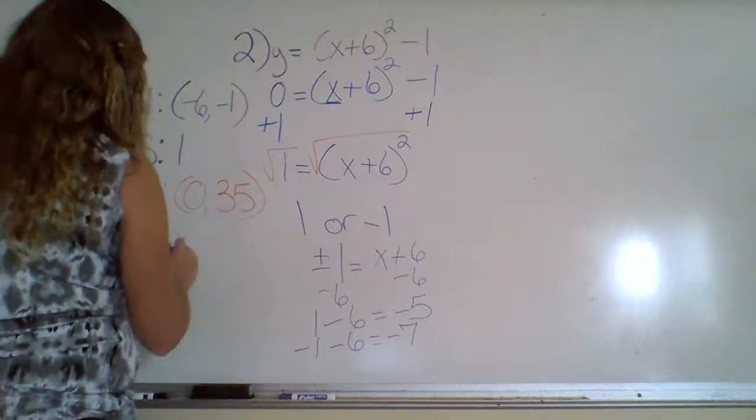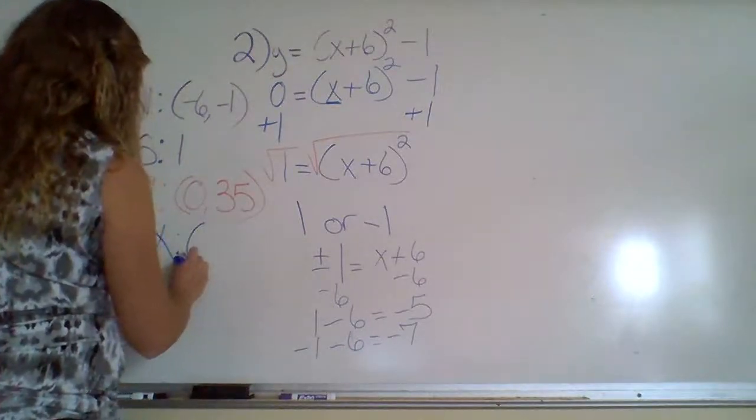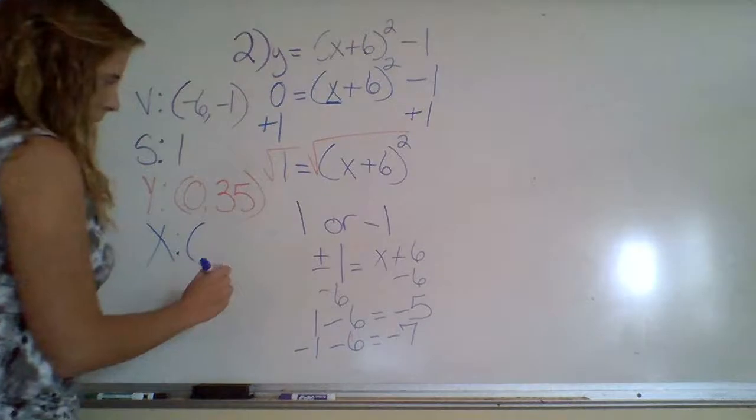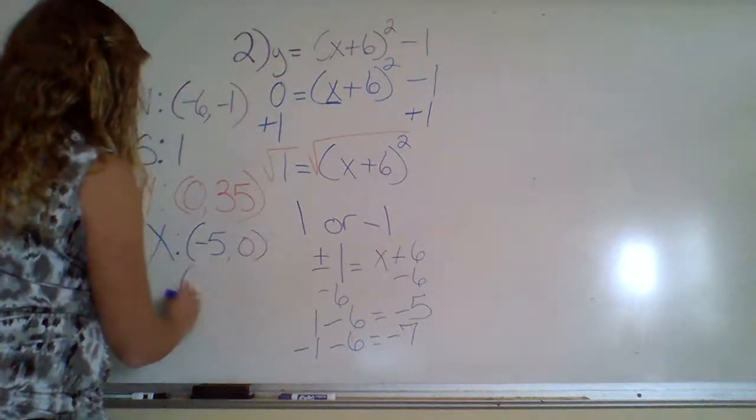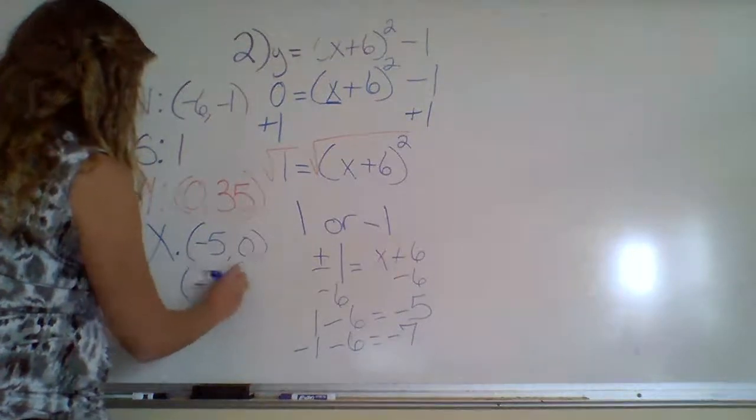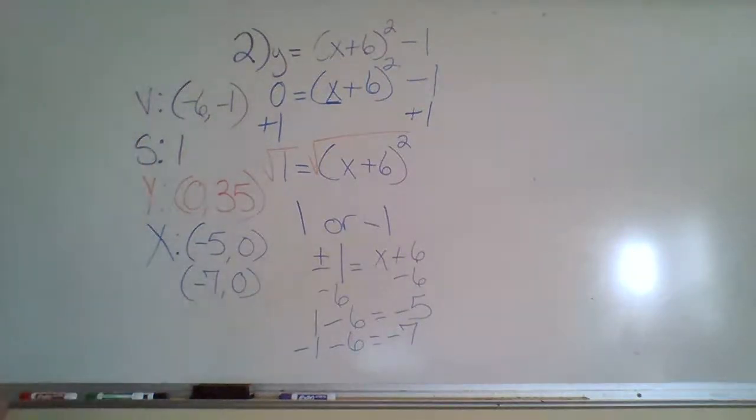All right, so your x-intercepts are (negative 5, 0) and (negative 7, 0). That is all you need for number 2.